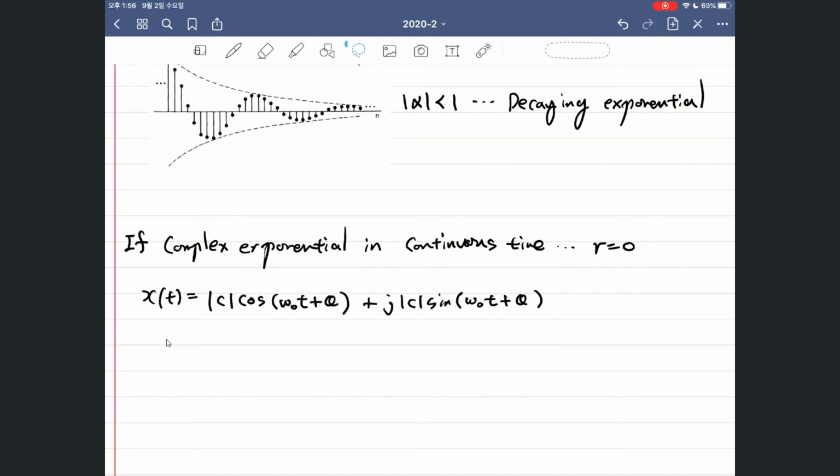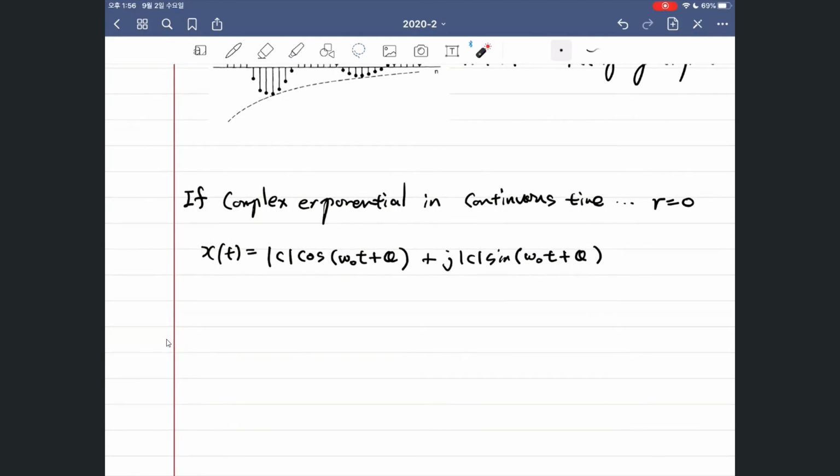And as you can see, real part and imaginary part separately, and if r is 0, then the real part is periodic, obviously, and the imaginary part is periodic. So the complex exponential can be seen as a periodic signal. Okay?